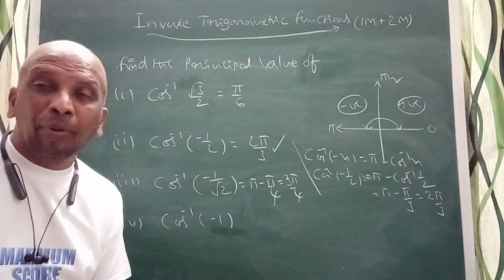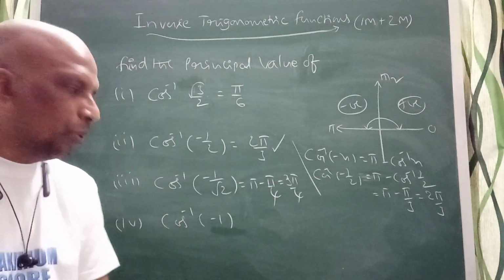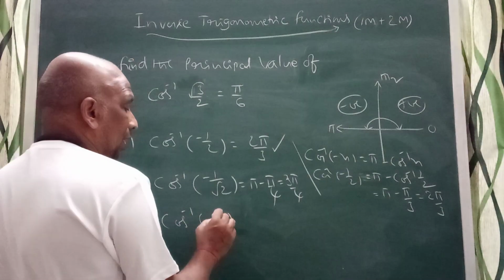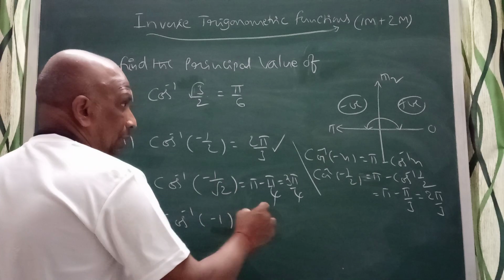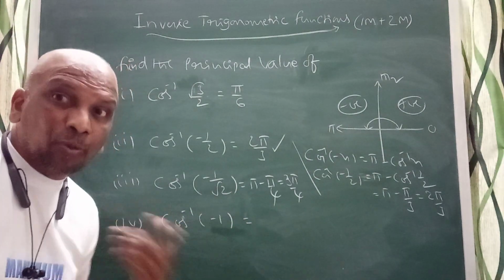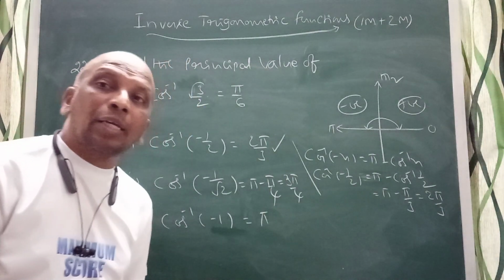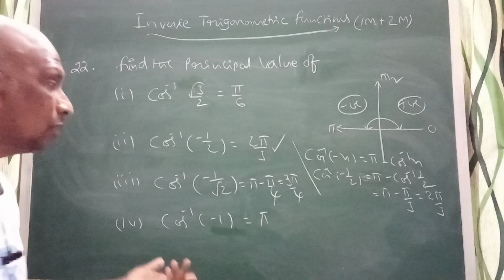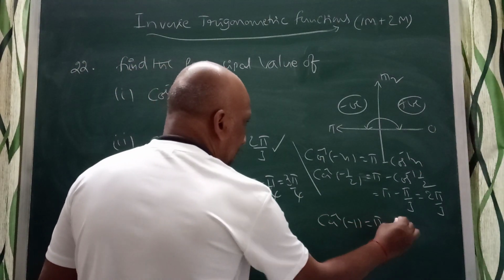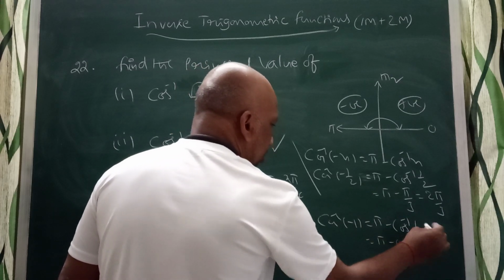I can write pi minus pi by 4, which is 3 pi by 4. Coming to cos inverse of minus 1, when it is negative, it is clear. Cos inverse of minus 1 will come pi, right? Cos 180 is minus 1. Or if you do it another way, cos inverse of minus 1 is pi minus cos inverse 1, which is pi minus 0. It comes pi.